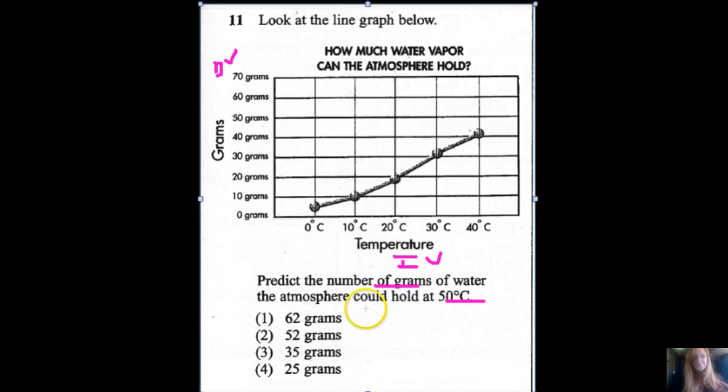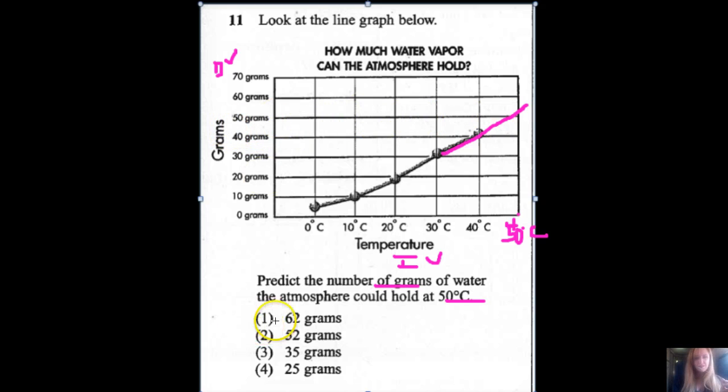Ooh, I like this problem. You'll see a lot of these on quizzes coming up, and just in general, it's a good skill to have. I don't actually see 50 degrees Celsius, so I can predict by continuing the trend. The trend is increasing, and it's around the same slope. So this right here would be about 50 degrees Celsius. I follow this line up, and I see it's about 50 grams.